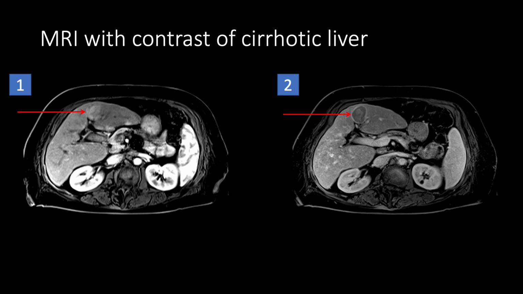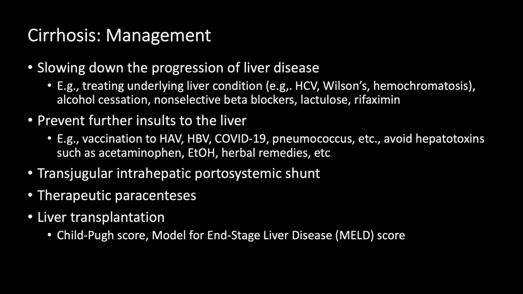The management of cirrhosis is to slow down the progression of liver disease. This can be done by treating underlying liver conditions, if any, such as viral hepatitis and metabolic liver conditions, and to treat conservatively by stopping alcohol and other hepatotoxic agents, prescribing non-selective beta blockers, lactulose and rifaximin, and staying up to date with vaccines, although beta blockers would be contraindicated if the patient also presented with spontaneous bacterial peritonitis.